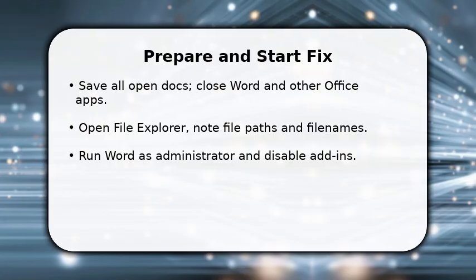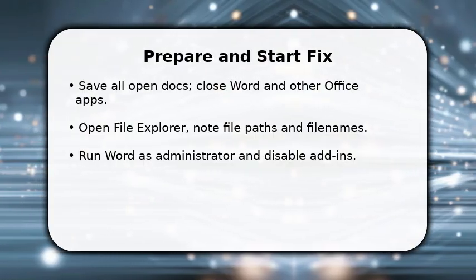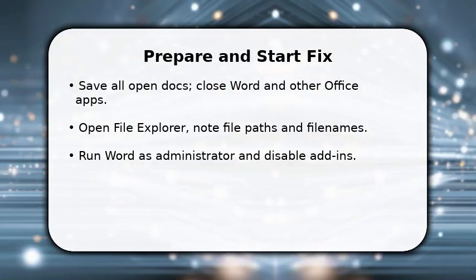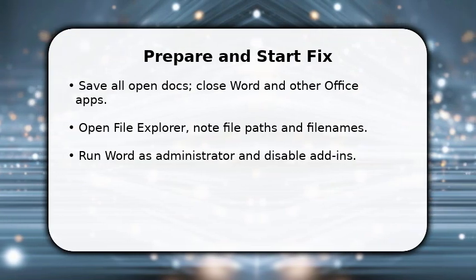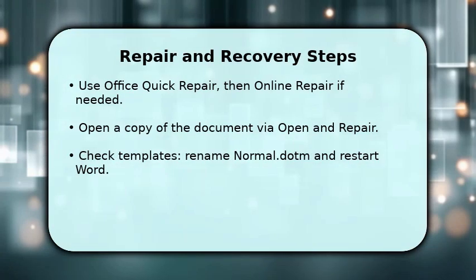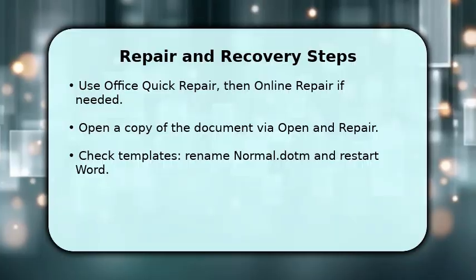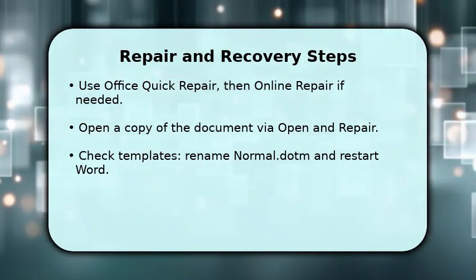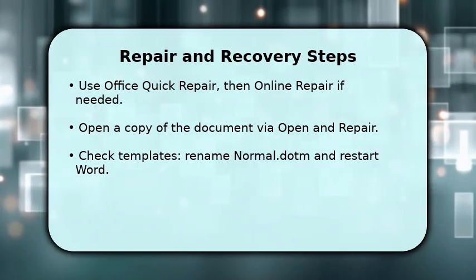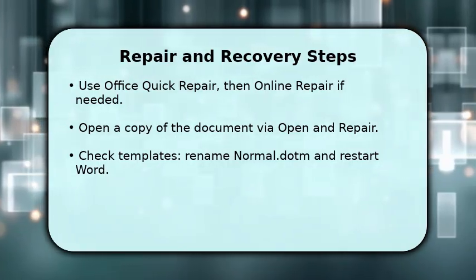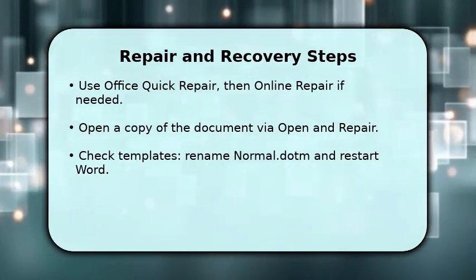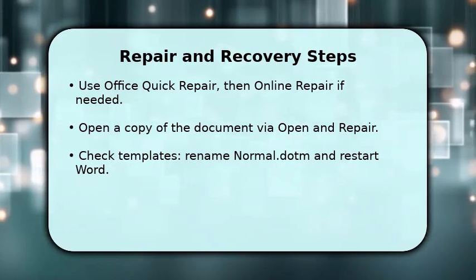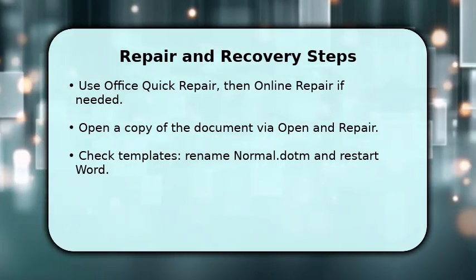any unusual characters. You do these steps now to ensure the core application and file environment are stable before deeper repairs. You run Quick Repair from Programs and Features to fix corrupted components quickly. If issues persist, choose Online Repair for a full reinstall without losing settings. Once repaired, attempt Open, Browse, select File, Open and Repair to recover the document content.